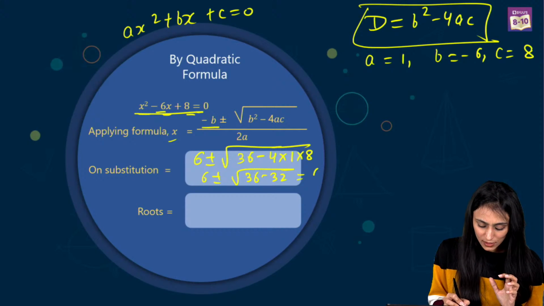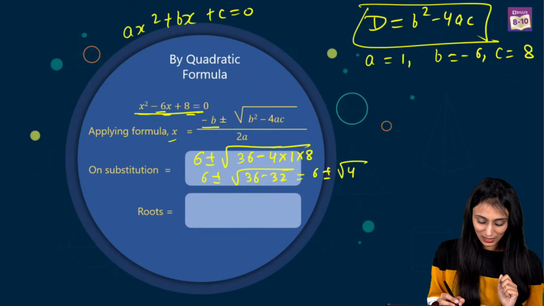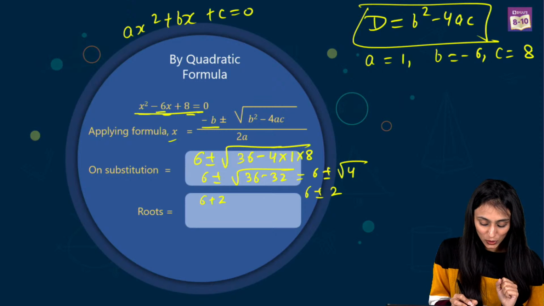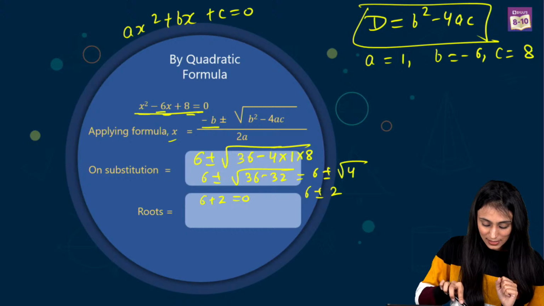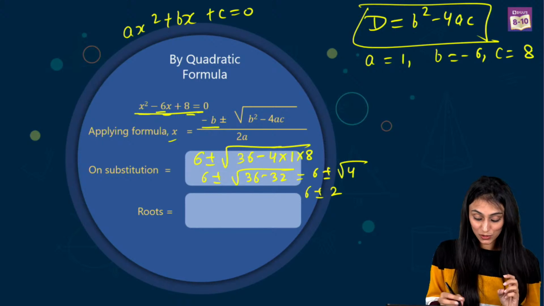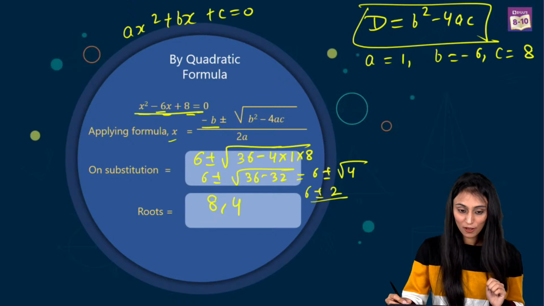So what is it going to be? It is going to be 6 plus minus root 4, that's nothing but 2. So this is going to be 6 plus minus 2. 6 plus 2 is 8 and 6 minus 2 is what? That's going to be 4.